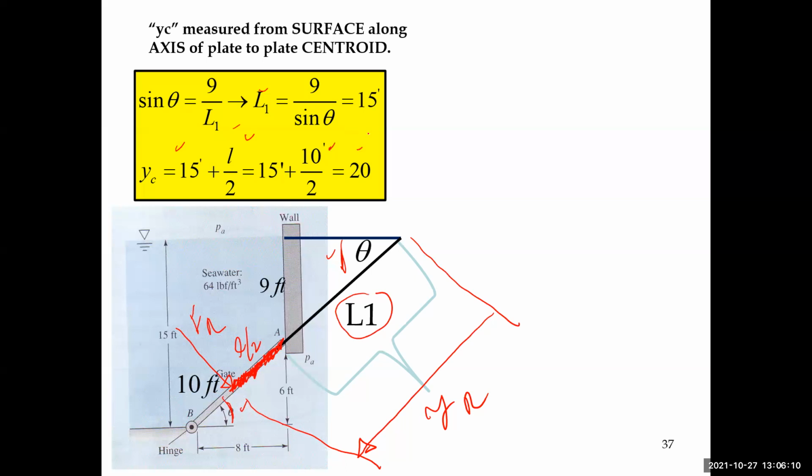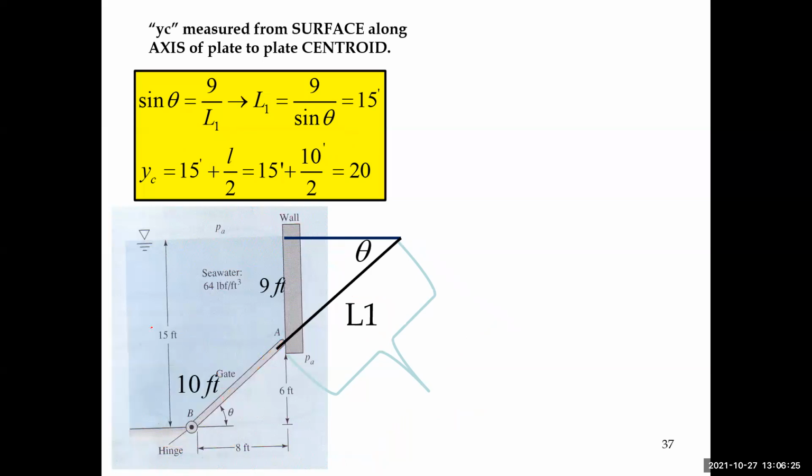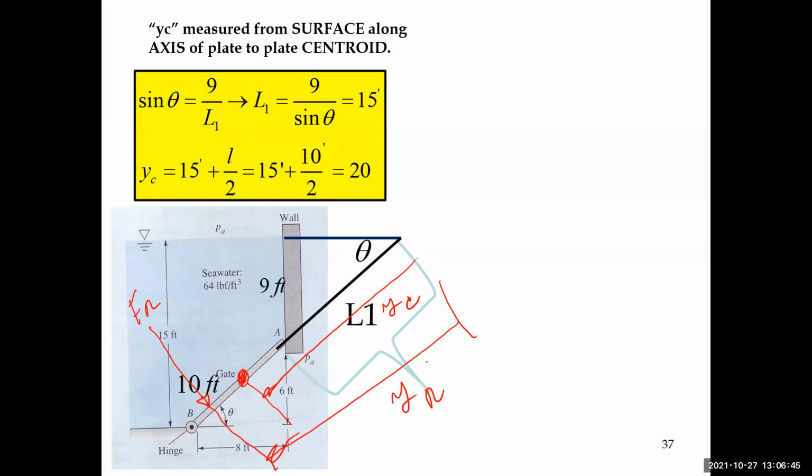So now I know the distance to the centroid. Okay. So let me just erase this a bit. So if I draw this again, this is F sub r, and maybe this centroid is here. So maybe this distance here is y sub c, and this distance is y sub r.